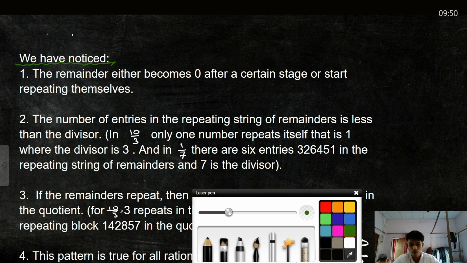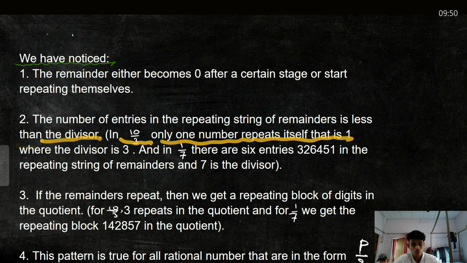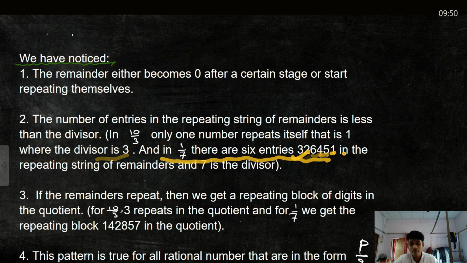Number 2, the number of entries in the repeating string of remainders is less than the divisor. Now in 10 by 3 only one number repeats itself, that is 1, whereas the divisor is 3, and in 1 by 7 there are 6 entries, that are 3, 2, 6, 4, 5 and 1 in the repeating string of the remainders, and 7 is the divisor.